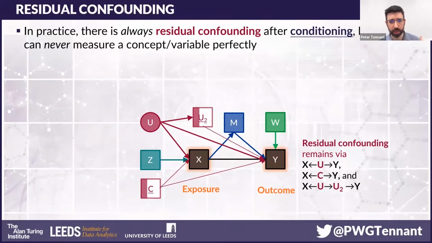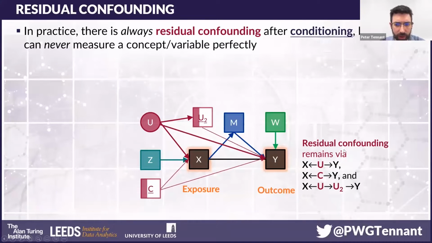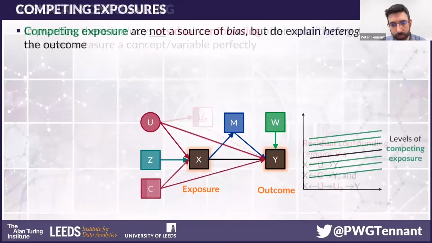And the reason for that is that even though in theory conditioning will block every path, in practice, you will always have an imperfect measure of the variable. And so when you adjust for it, when you condition for it, it will only partially remove the influence of that variable. And so in this example here, you could see some of C and some of U2 remain. So we now have residual confounding via multiple different paths. Of course, the hope is that that residual confounding is relatively small because your conditioning approach is maximally efficient.